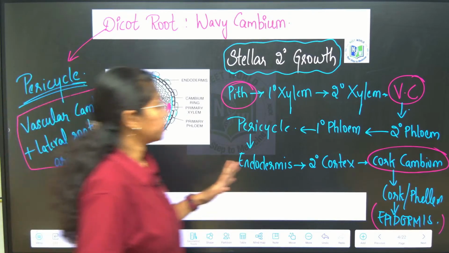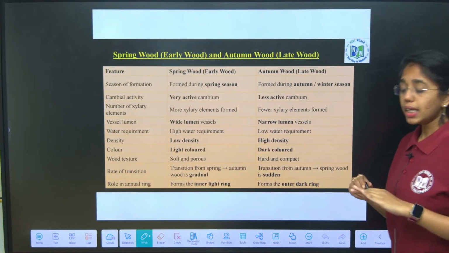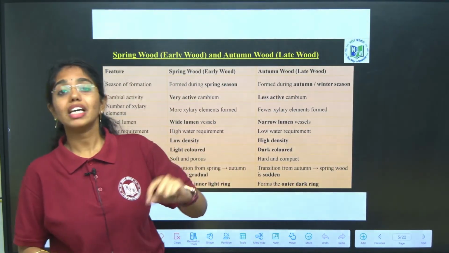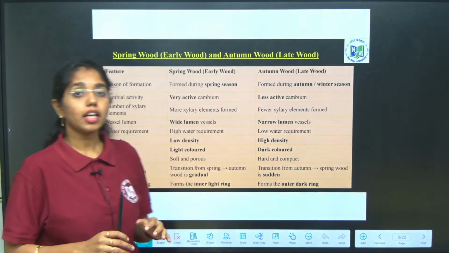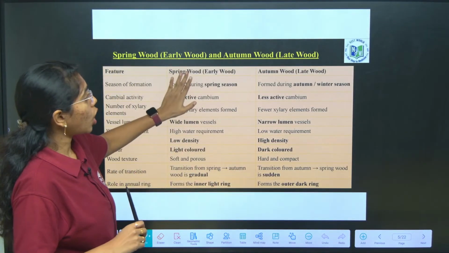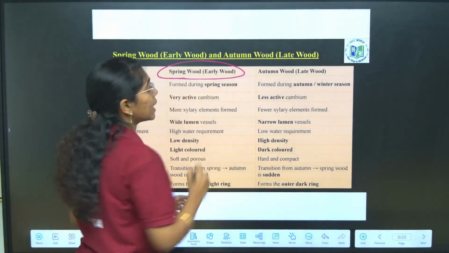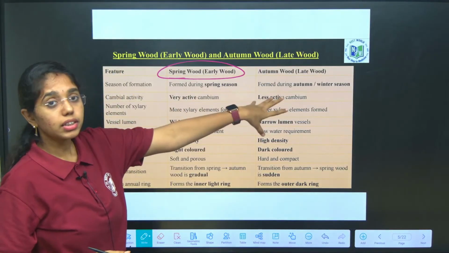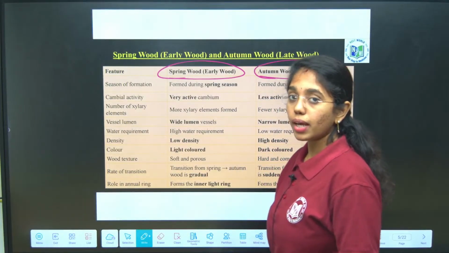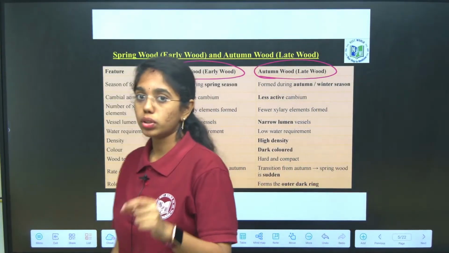Now dicot stem is done, dicot root is done, and now see in the tropical regions where there will be variations in the seasons, the secondary growth is not even. Secondary growth is dependent on the seasons. As such, the secondary growth which occurs in the spring season is known as springwood or earlywood, and the secondary growth which occurs in the winter season or autumn season is called autumn wood or latewood. As such, two types of woods are formed based on the season in which the secondary growth is occurring.